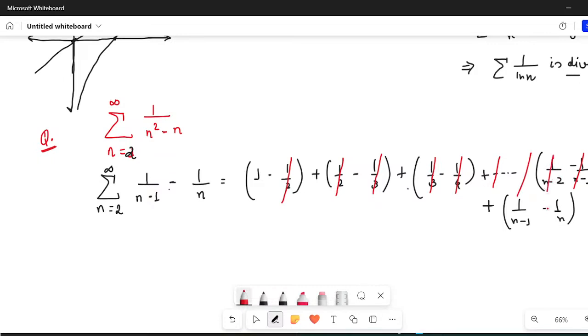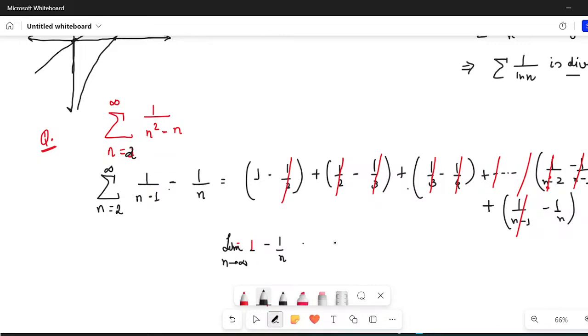Okay. Similarly, this will be cut. Oh, sorry. This will be cut, but this is a latter part whose former is not here. So what you'll get is that this particular series is equivalent to writing 1 minus 1 upon n, as n tends to infinity.